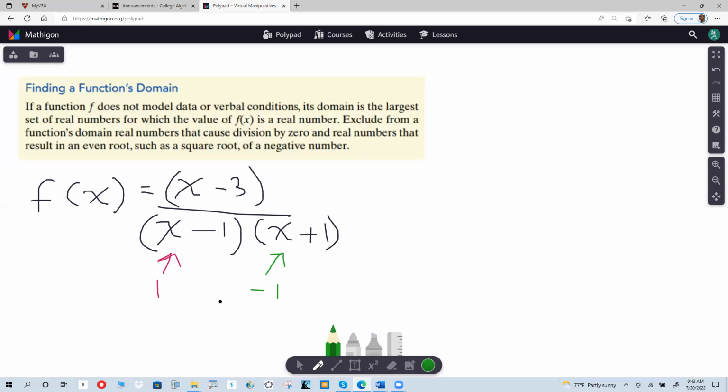So how do I write it? I'm going to take the smaller of the two, which is -1. I'm going to start with negative infinity, go all the way up to -1. I'm going to put parentheses. Then I'm going to start with -1, all the way up to 1. Put parentheses. It's ordered. Okay, negative infinity, then the smaller of the two, then the bigger of the two, then positive infinity. And you're going to link them using union. And that's your domain.